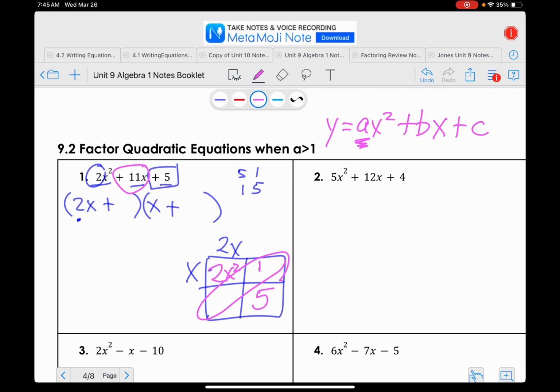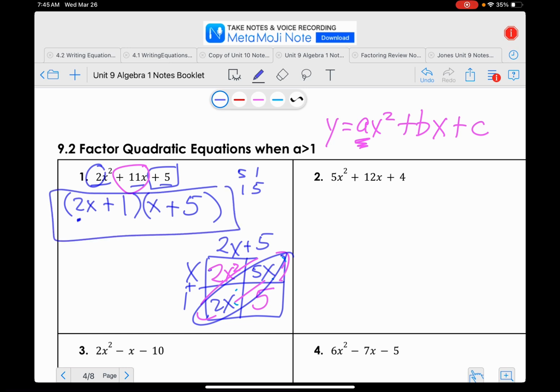So let's try this. If I put the 1 here and the 5 here, 1 times x is 1x, 5 times 2x is 10x. Does that add to 11x? Yes. So that means I need 2x plus 1 and x plus 5. Just real quick, if I had switched them and put the 5 and the 1, we would have 5x and 2x, and that would not equal 11x.